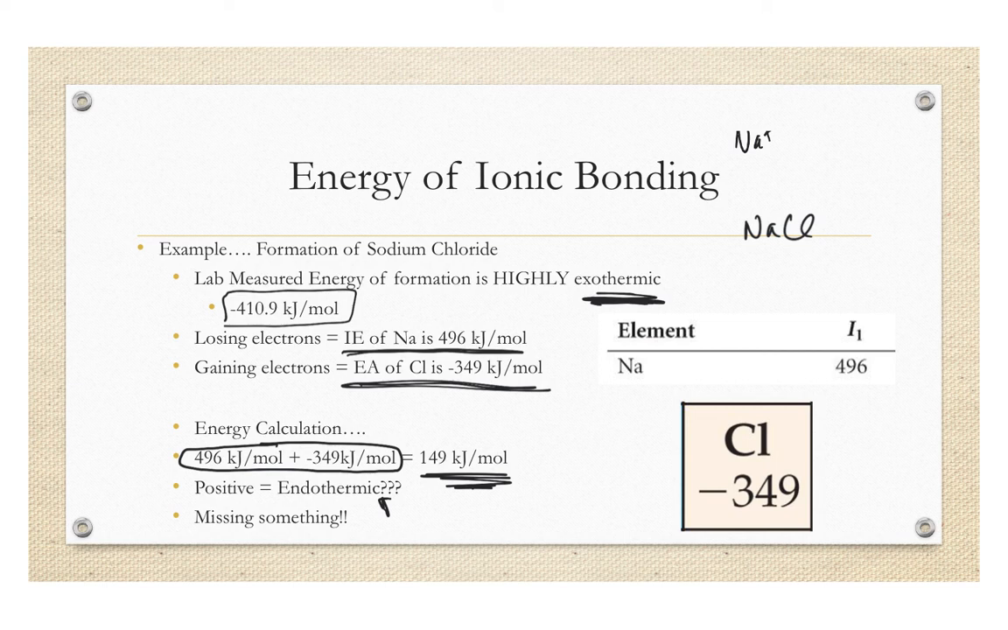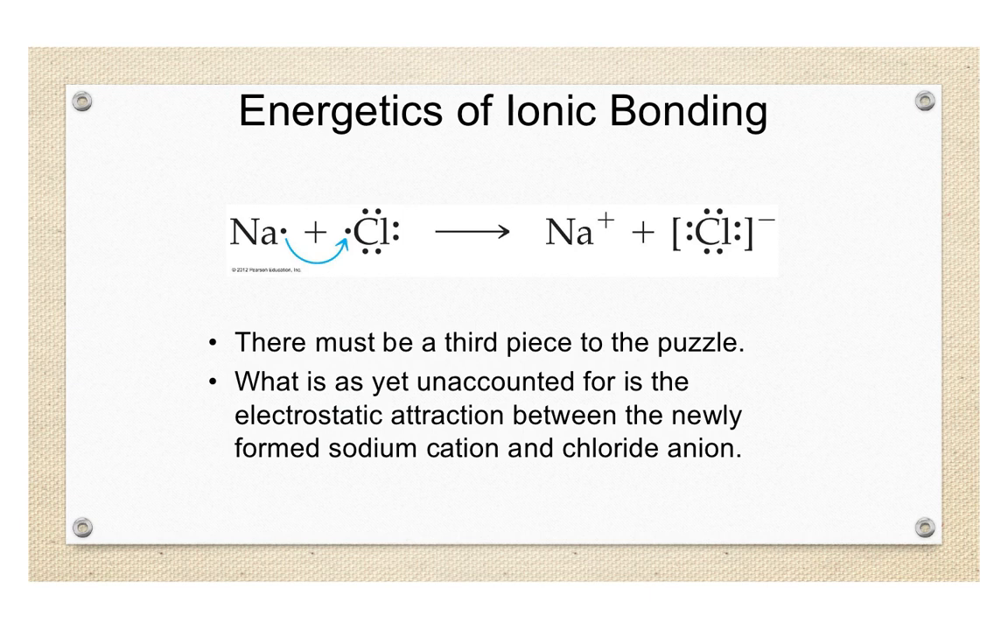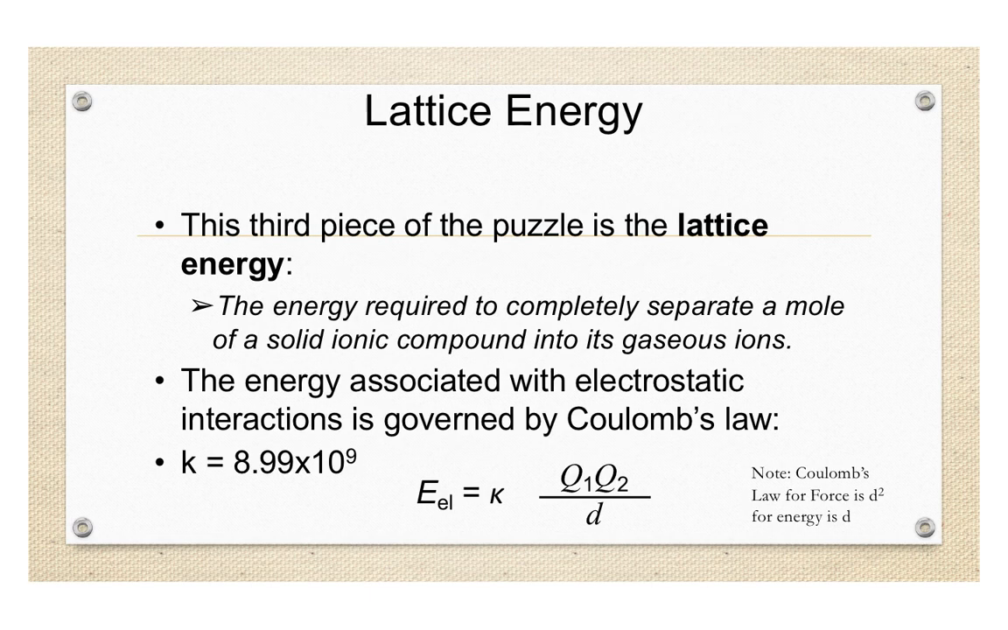As you learned in yesterday's POGL, that missing something is lattice energy. Or another way of saying it is, those numbers don't explain why the reaction of sodium metal and chlorine gas to form sodium chloride is so exothermic. So there's got to be a third piece to the puzzle. What is not accounted for is the new attraction that formed between the positive and negative ion. That energy is called lattice energy.